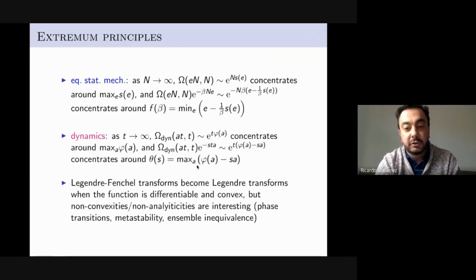Well, and this is a technical issue. These Legendre functional transforms become Legendre transforms, the usual ones, when the function is differentiable and convex, but also when there are non-convexities or non-analyticities. Things are also interesting because they may be related to phase transitions, metastability, or sometimes ensemble inequivalence. For example, people that study long-range interacting systems find that different statistical ensembles are not equivalent, and this is related to non-convexities of these large deviation functions.